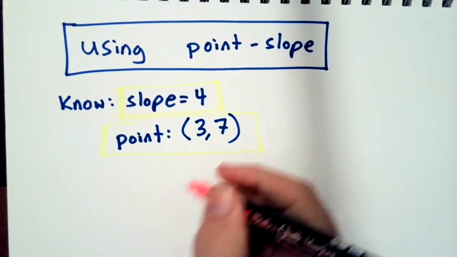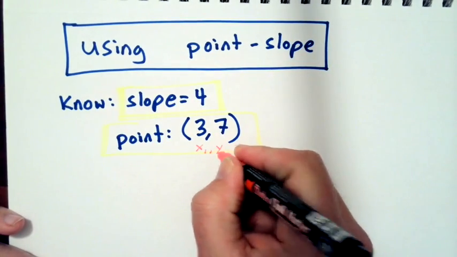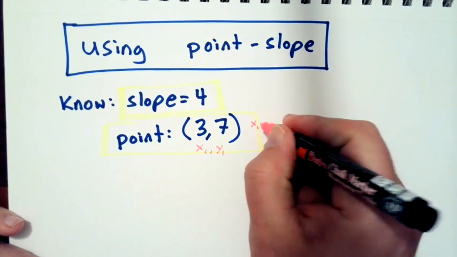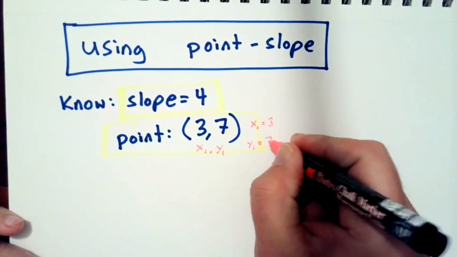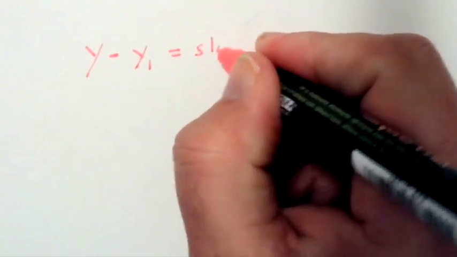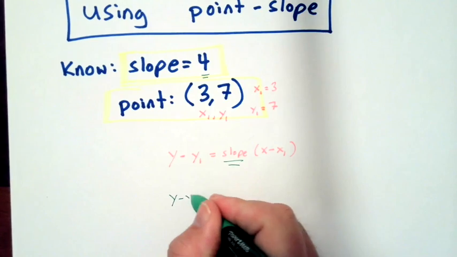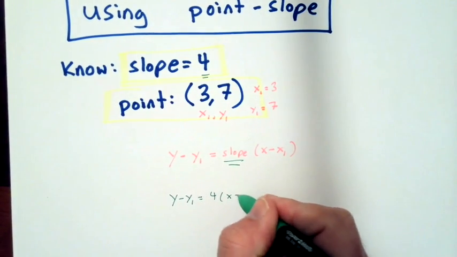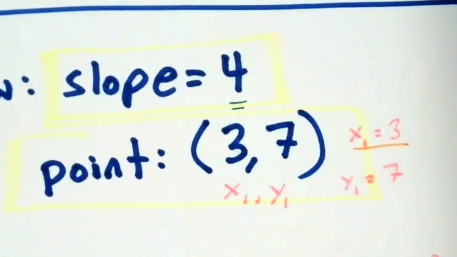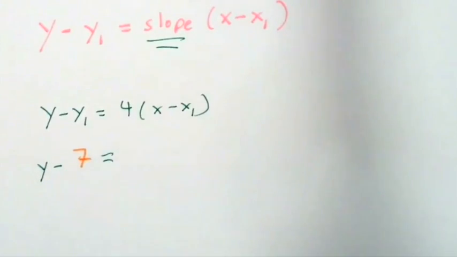Because I'm given the slope and the point, it's helpful to think about point-slope form. So I'm going to identify that this is my (x1, y1) pair. In other words, x1 is equal to 3 and y1 is equal to 7. And then I'm going to plug in point-slope form, which is y minus y1 equals slope times x minus x1. Slope is 4, so I can rewrite this as y minus y1 equals 4 times x minus x1. So my x1 was 3 and my y1 was 7. So this can become y minus 7 equals 4 times x minus 3.